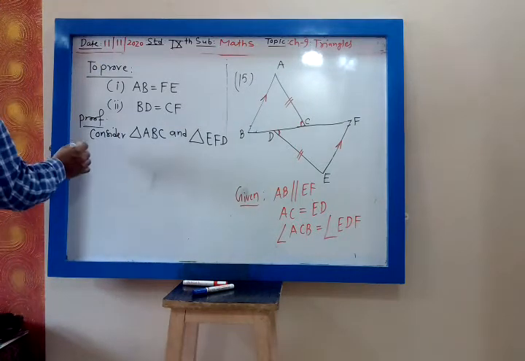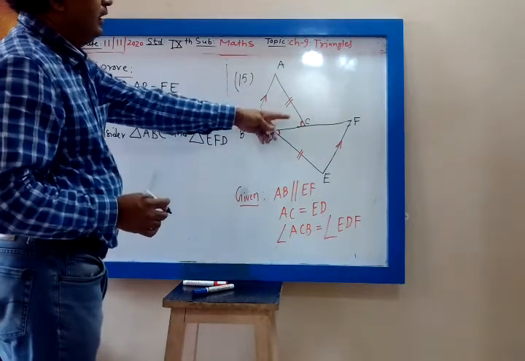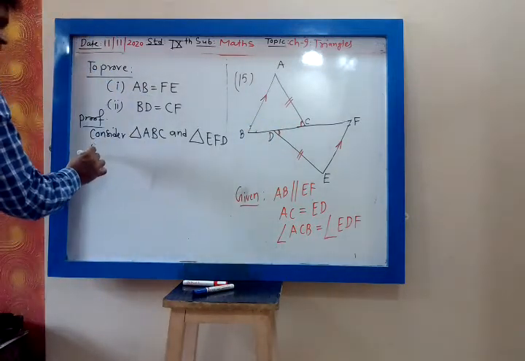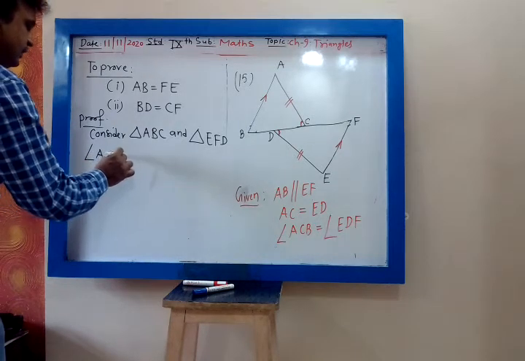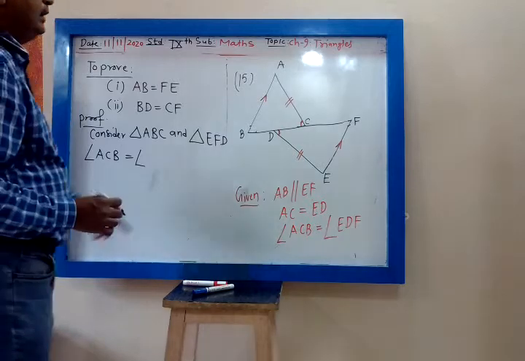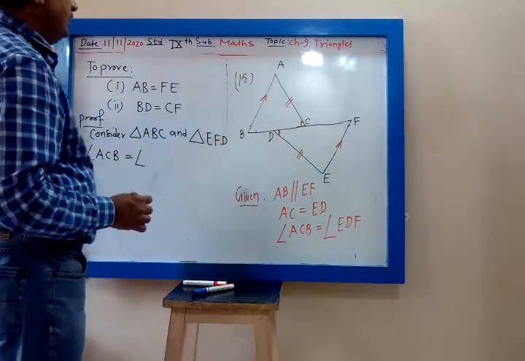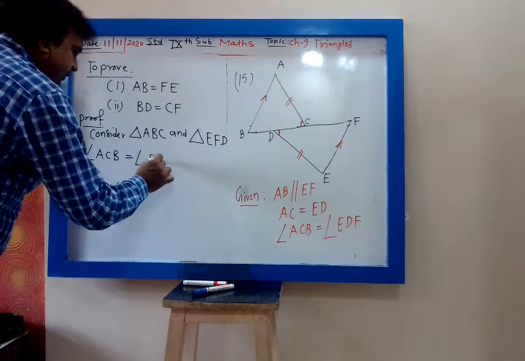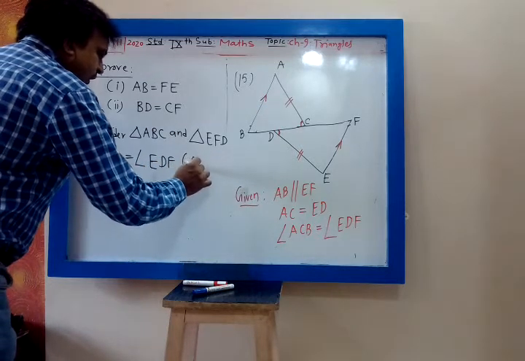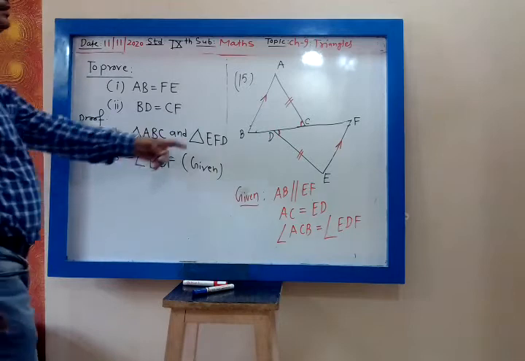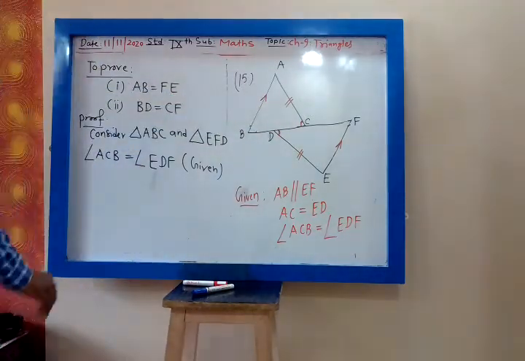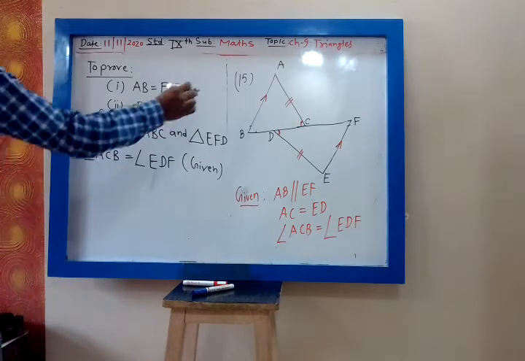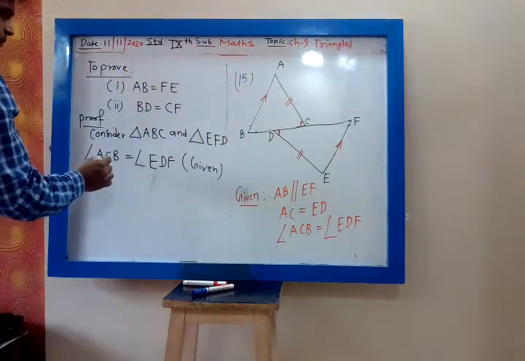Now we see, first we are given angle C is equal to angle D. So angle ACB is equal to angle EDF. It is given. We write in the bracket, given. So one angle is given equal, then one side is given equal. Right. Now sides are also given equal, no?